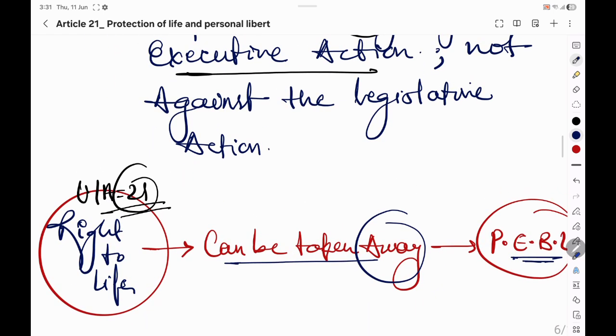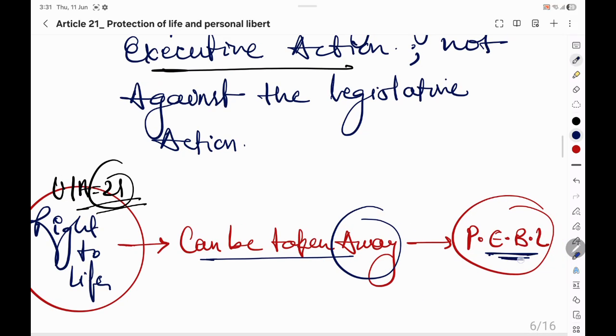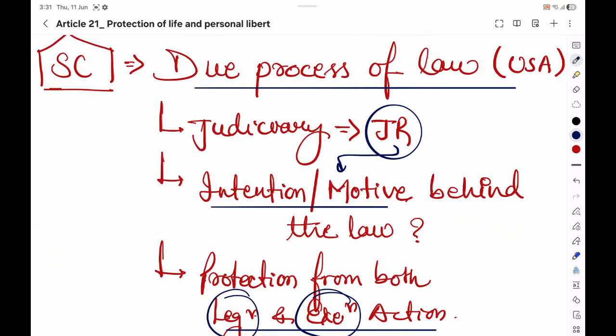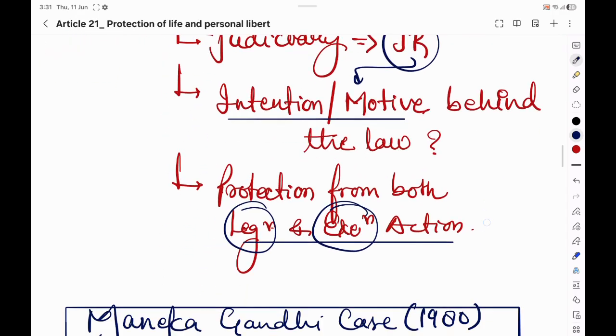So under Article 21, the right to life and personal liberty can be taken away if the procedure established by the law is followed. Whereas in the USA, there was a concept called due process of law. That is, the judiciary can judicially review the intention or motive behind the law, and protect from both the legislative as well as the executive action.